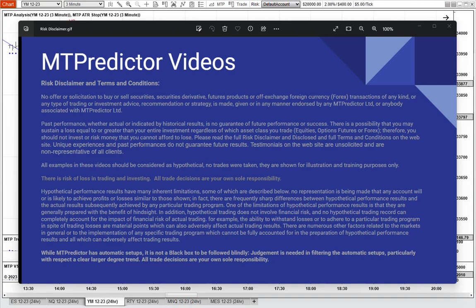In today's MTPredictor video, I'd like to have a look at our brand new setup, our minor pullback or pullback setup in MTPredictor that we're about to launch fairly soon.